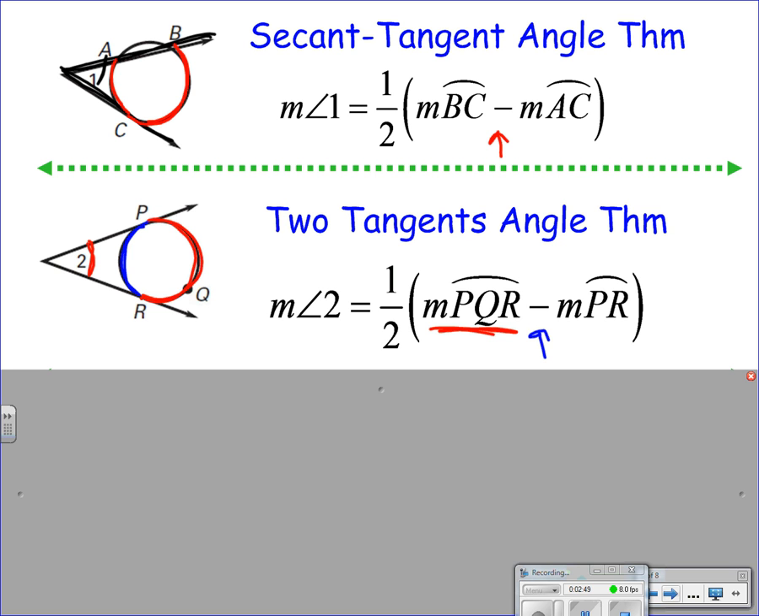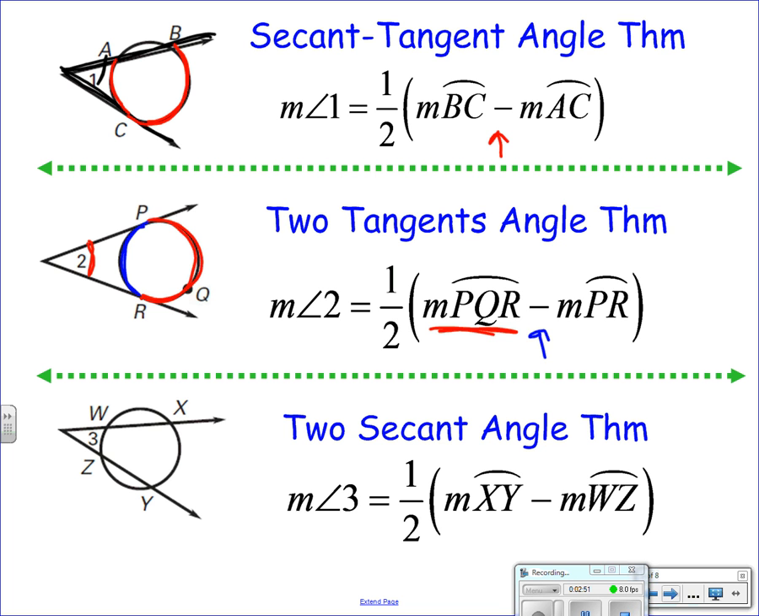And our last one is if you have two secants. Now if you have two secants, angle 3 here is going to be 1/2 xy, the outer one. Again, let me highlight minus the arc inside, which is WZ. So again, I can only say this so many times. When your angles are outside, it's 1/2 minus the two arcs. When your angle's inside, by two chords, it's 1/2 plus.